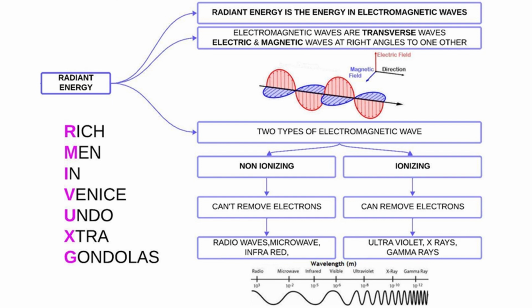Here I have a little acrostic to remember the waves in order. Rich men in Venice undo extra gondolas. So that's radio waves, microwaves, infrared, visible light, ultraviolet, X-rays, and gamma rays.